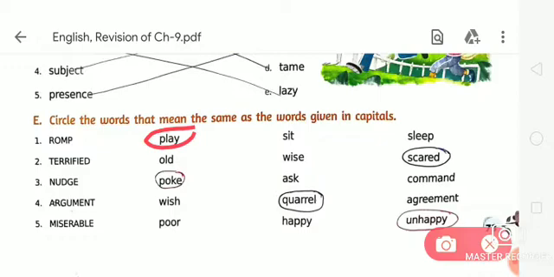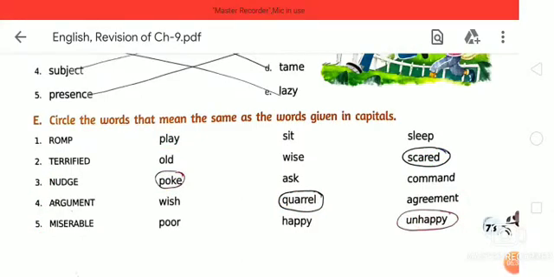Second is terrified, so it will be scared, so we will circle the word scared. Third is nudge, and the same meaning of nudge is poke, P-O-K-E, poke, so we will circle this given word. Fourth is argument, so it will be quarrel, so we will circle the given word quarrel. Fifth is miserable, and the meaning of miserable is unhappy. Okay, so just like this you have to complete this given exercise E.